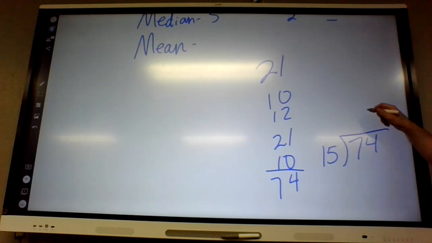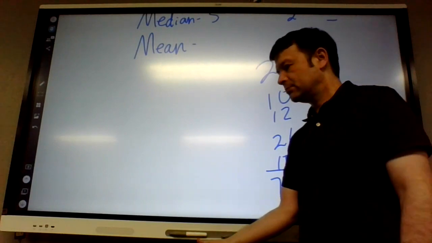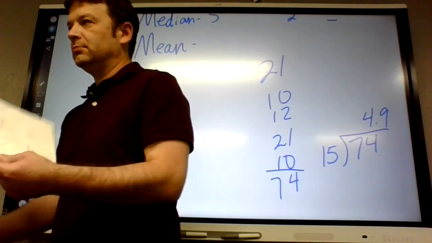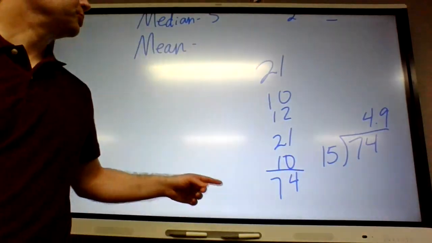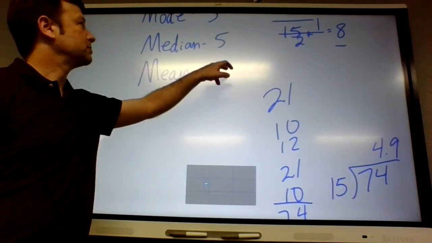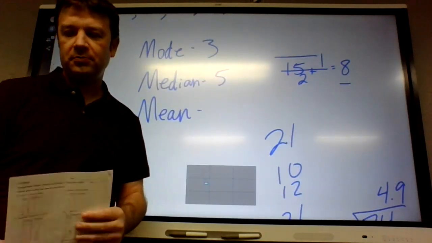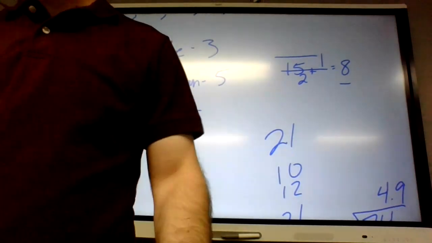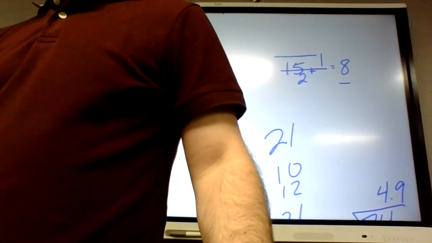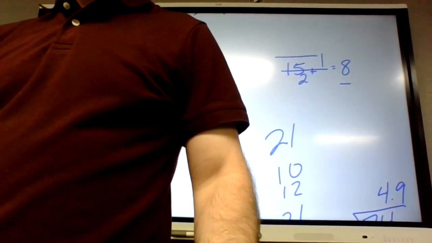I got 4.9. Just like that. What was the mean? Was it 4? 5. Look at the numbers. Use your brain, Joe. 5. Oh, the 8th number was the median, and that was the 5.